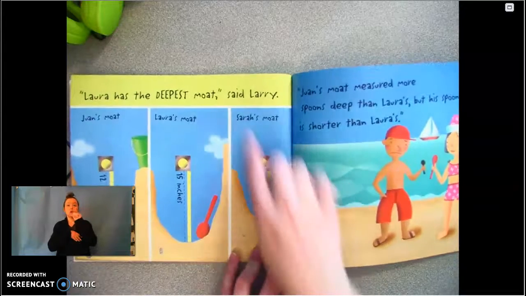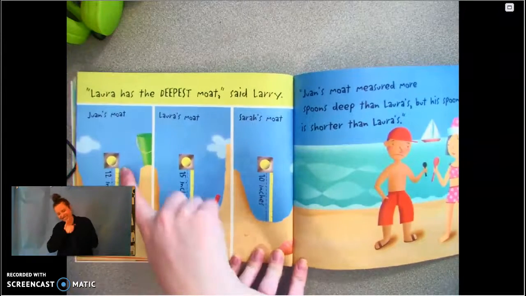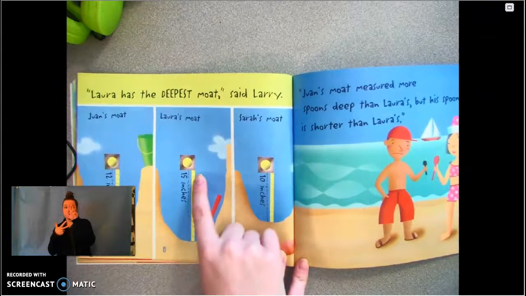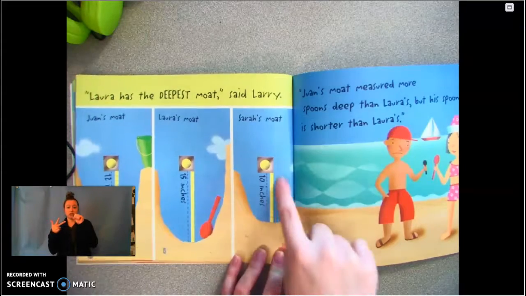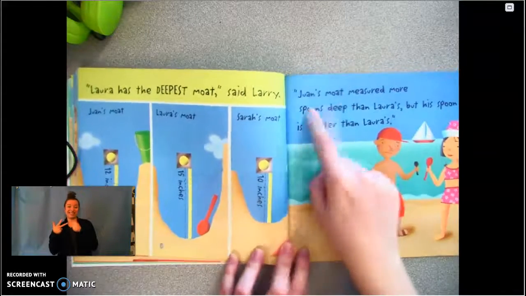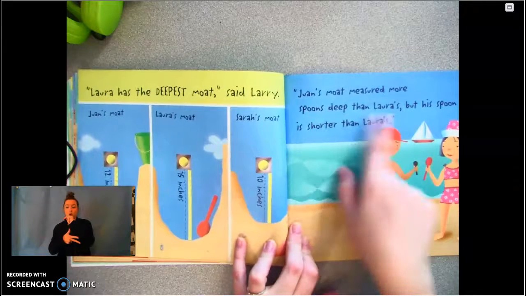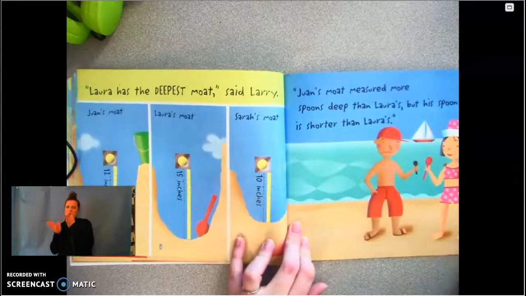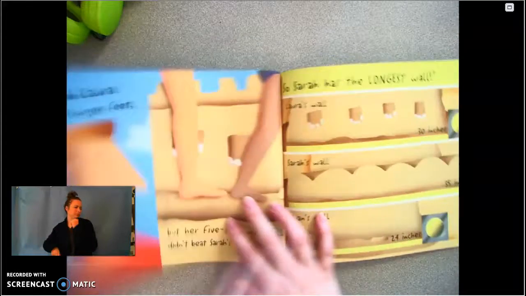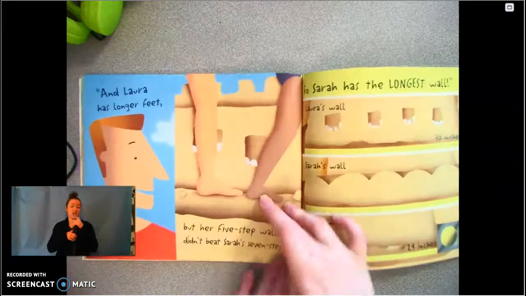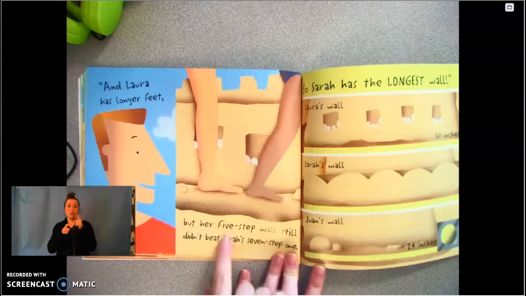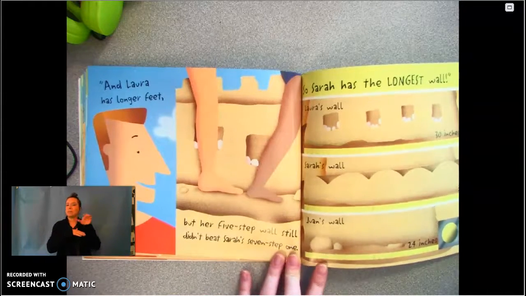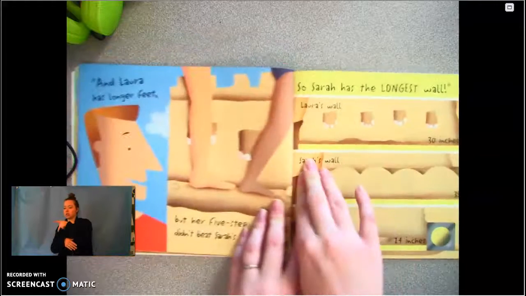"Laura has the deepest moat," said Larry. Juan's moat was 12 inches tall, or deep. Laura's was 15 inches deep, and Sarah's was 10 inches deep. "Juan's moat measured more spoons deep than Laura's, but his spoon is shorter than Laura's. And Laura has longer feet, but her 5-step wall still didn't beat Sarah's 7-step one. So Sarah has the longest wall."